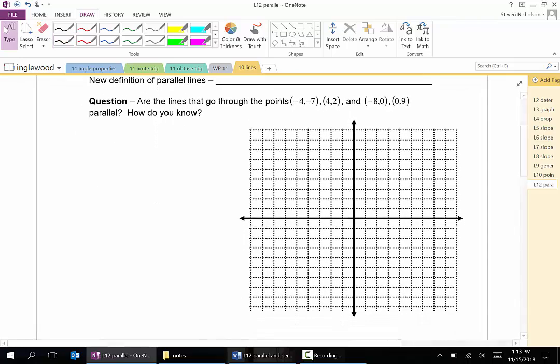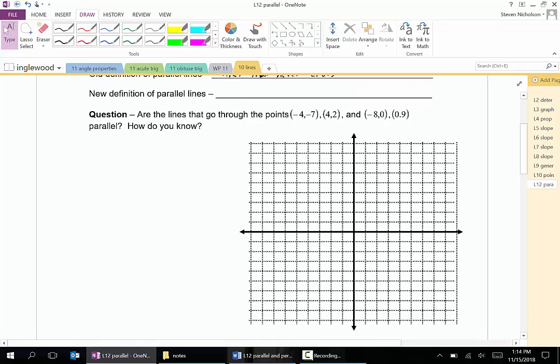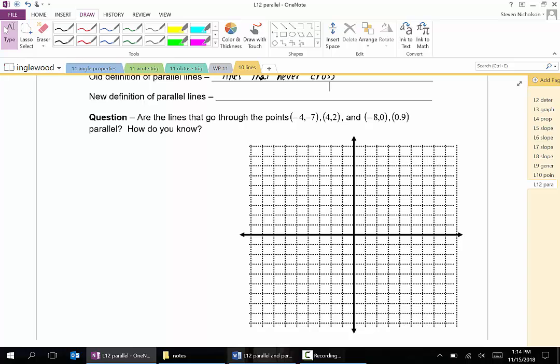And here's what I want you to do. I want you to go ahead and plot these points, and they represent points on two different lines. And I would like you to answer, are they parallel or not? And if they are parallel, how do you know? And don't say they look parallel. That's kind of okay, but I could probably draw you a picture where the lines look parallel and they actually aren't. So again, draw the picture, see what you see, and see what you say.